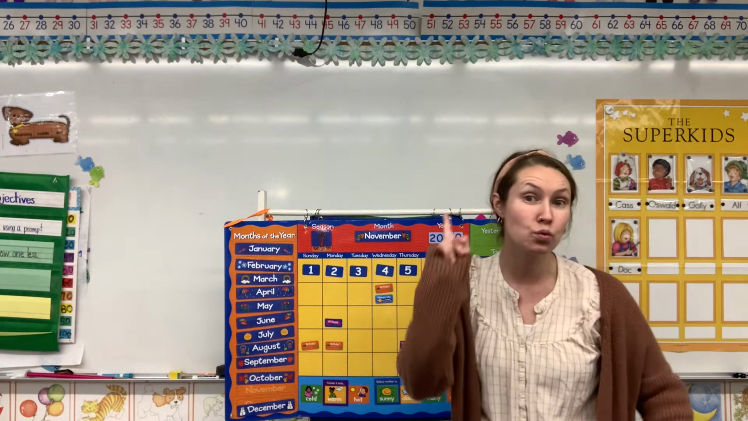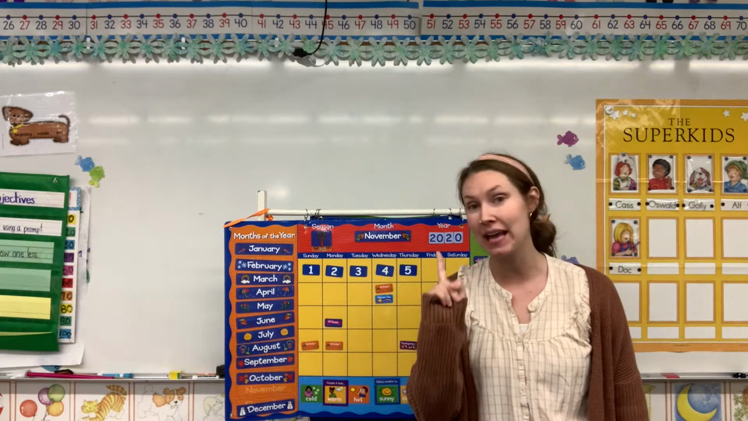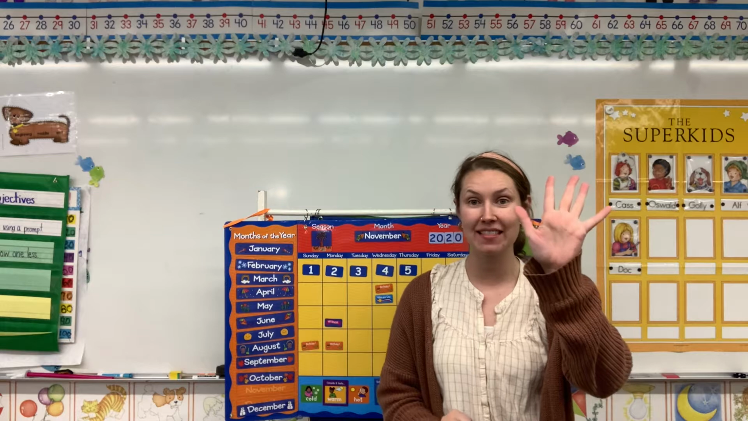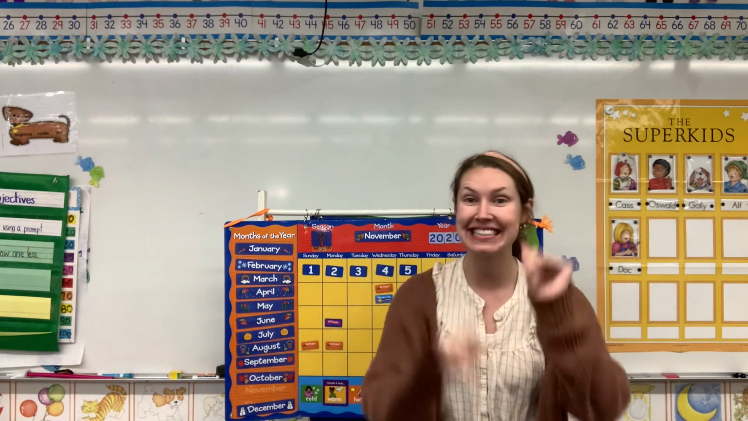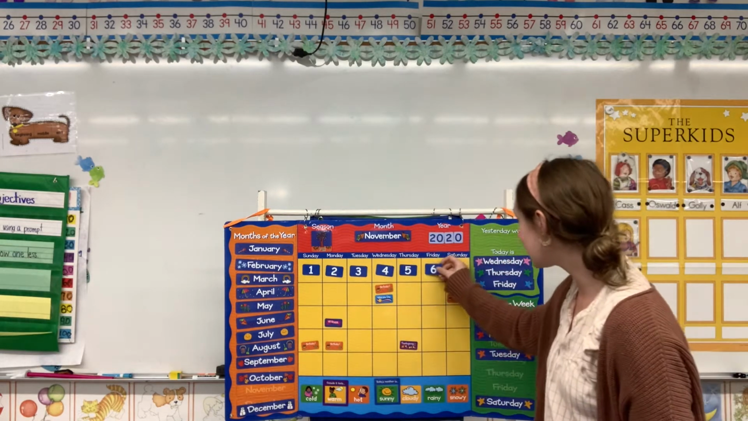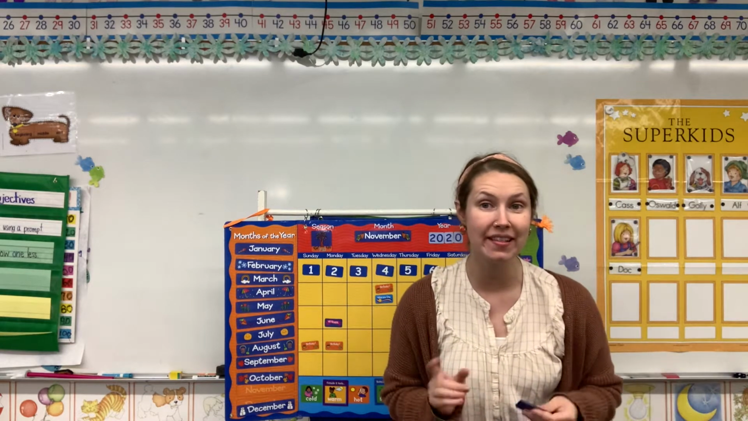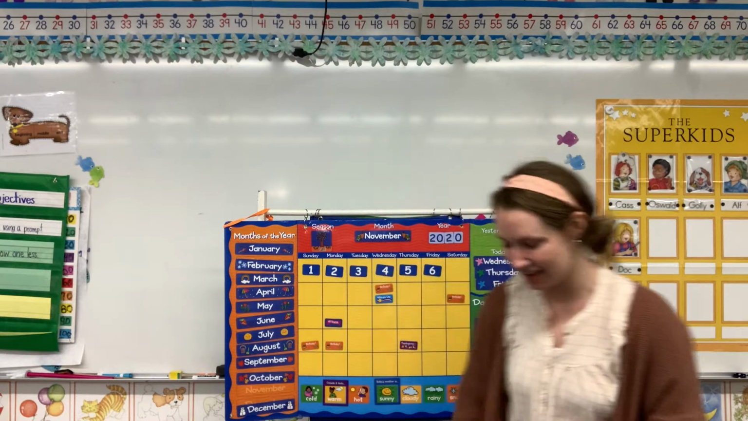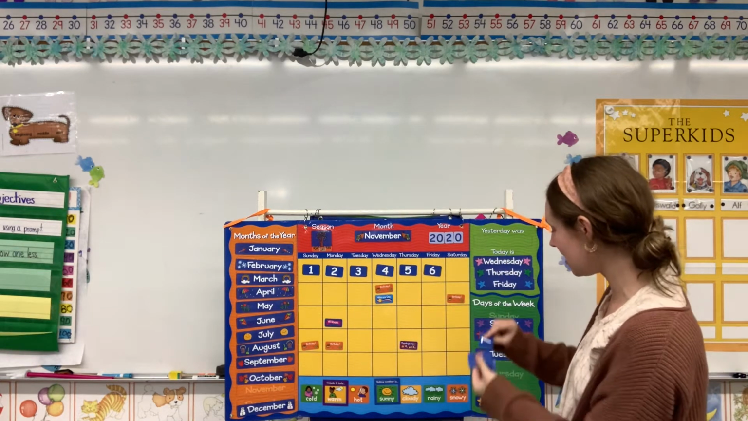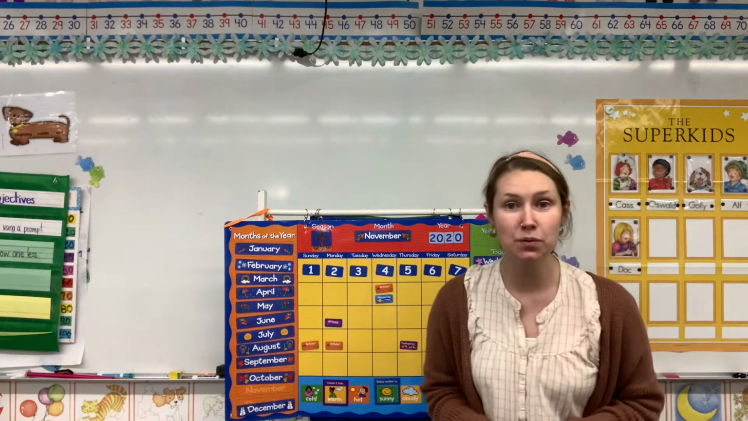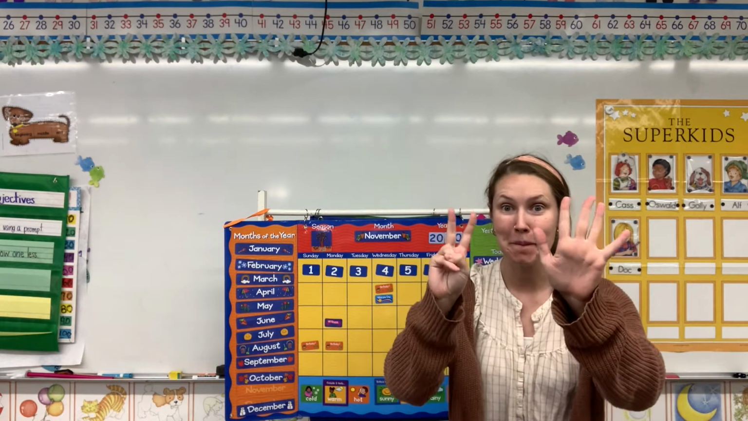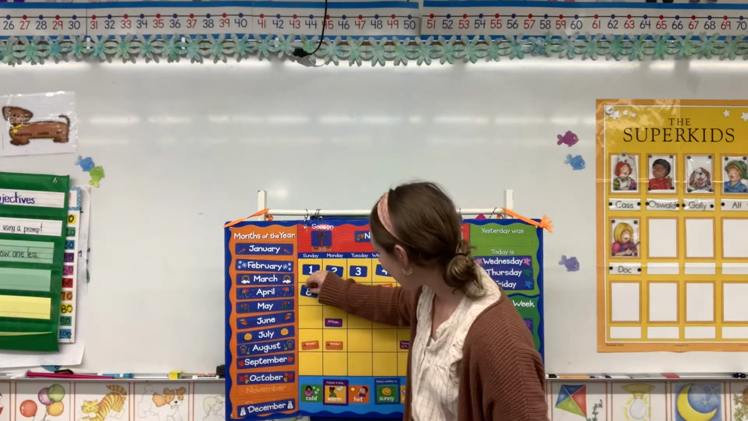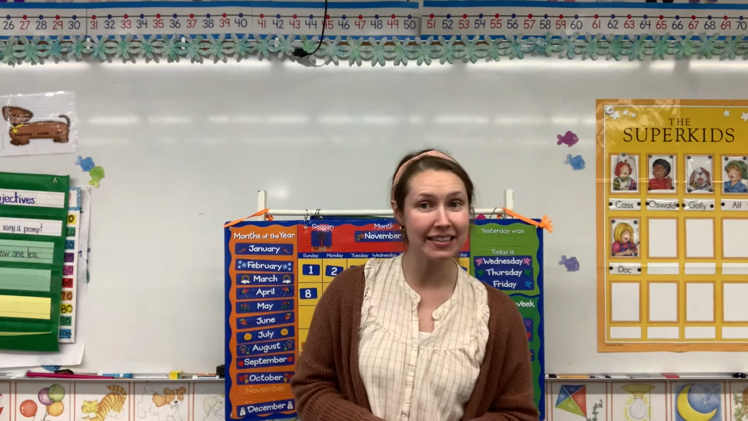What number is 1 more than 5? If we add 1 to 5, what does it become? 5, and then 1 more is 6. So we're going to add 6. What is 1 more than 6? 7. So we're adding 7. And what is 1 more than 7? 8.